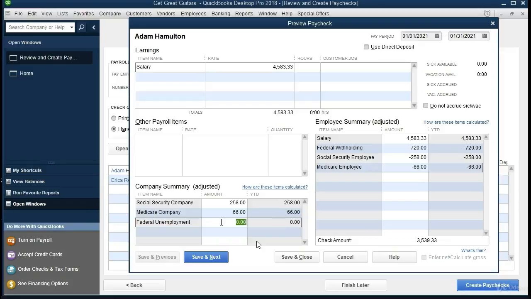Let's take a look at this within Excel. We'll put the same information into Excel. We'll take a look at the journal entry and then consider how we would put this into QuickBooks and why.